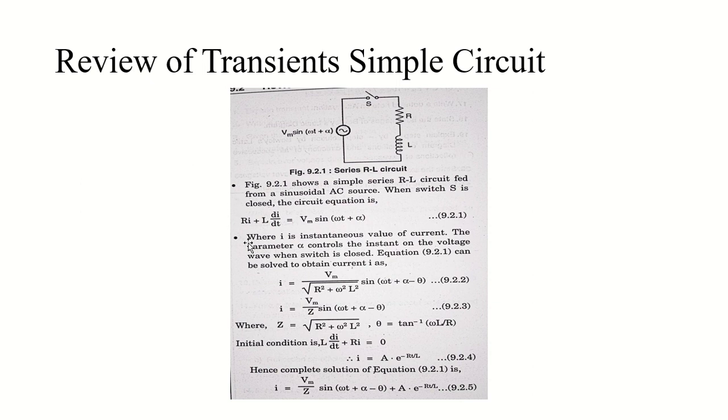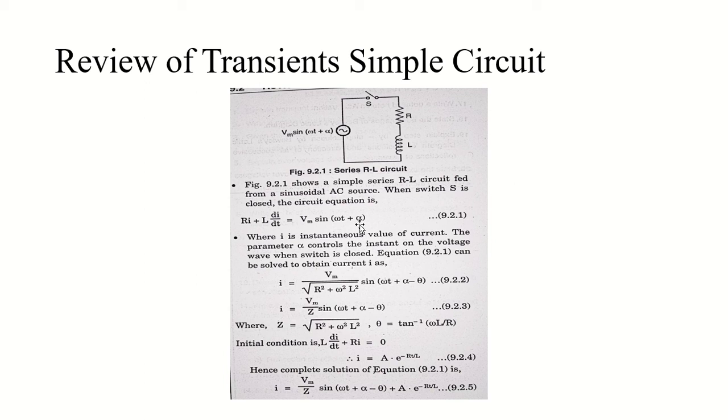So the equation will look something like this. Ri plus L di by dt, which means the power consumed by load, will be equal to Vm sine omega t plus alpha. Not power exactly, voltage. So the voltage consumed by the load will be equal to my supply voltage Vm sine omega t plus alpha. And again, no need to mention that i is the instantaneous value of current, and alpha controls the instant of the voltage wave when the switch is closed.